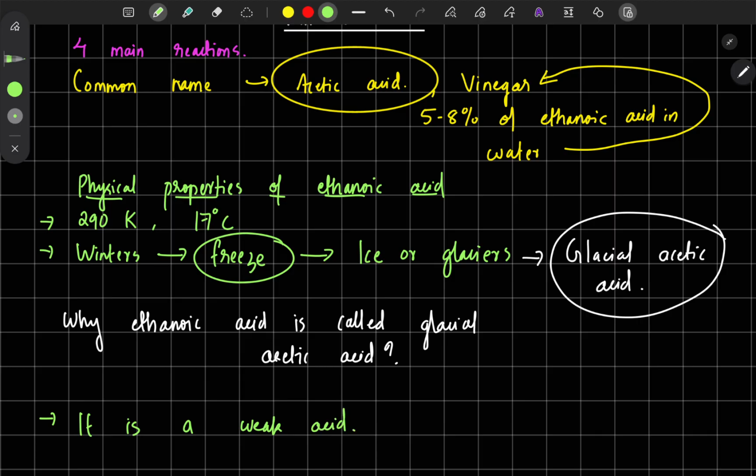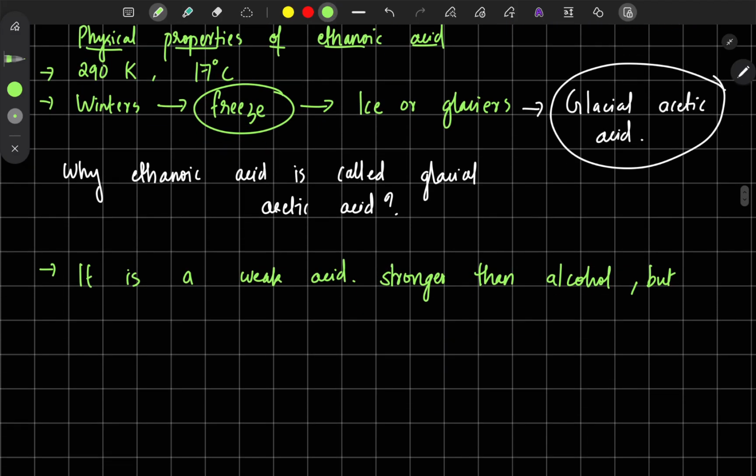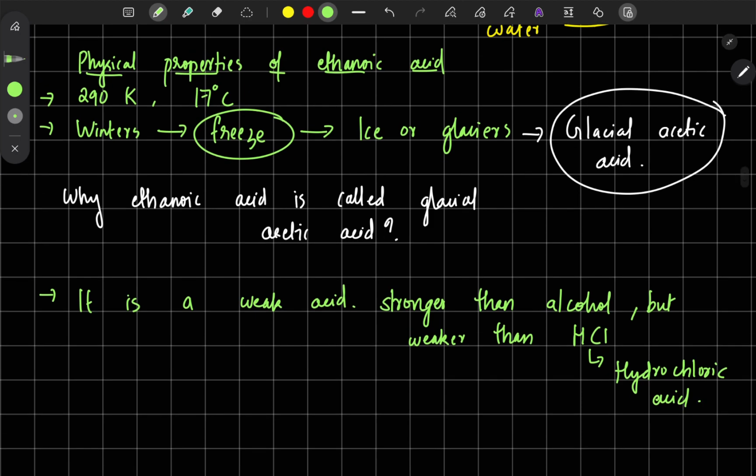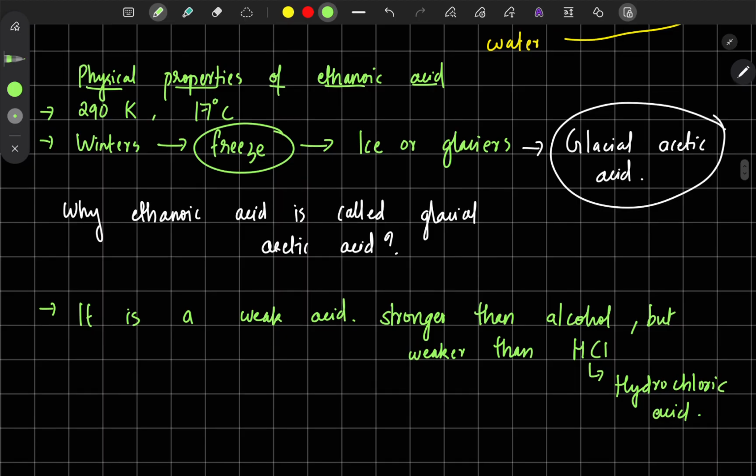Weak acid means it is stronger than alcohol. For example, alcohol is a very weak acid. So we can write it is stronger than alcohol, but weaker than HCl, hydrochloric acid. So we can write it like this. Okay, so these are the physical properties of ethanoic acid.